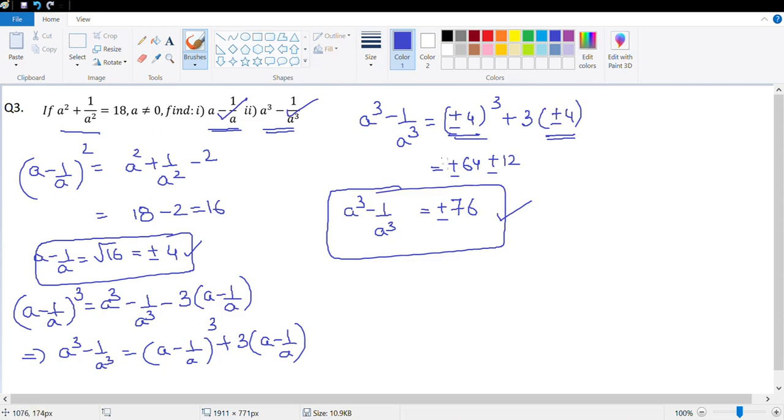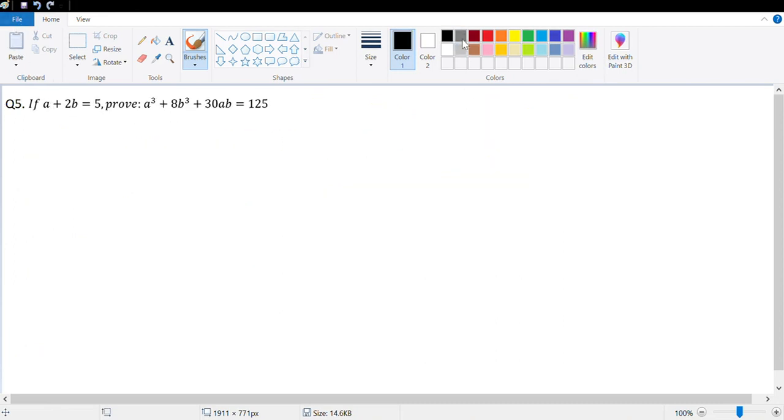without having to prove or solve it first for a minus 1 upon a being 4 and then for a minus 1 upon a being negative 4. That's the way you can save some time. And now let's move on to the next one. The next one we do is question number 5.